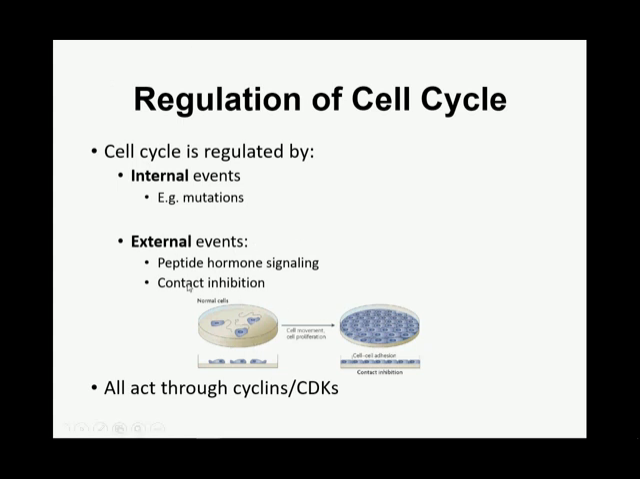Another example is contact inhibition, which is the one I was talking to you about with hepatic cells, right? Hepatic cells would divide as long as there is room, but once the entire tissue is filled, just by contact inhibition, they will stop dividing. So that's another example of an external event. But no matter what the event is, they all act through the expression of cyclins, and therefore the enzymatic activity of the complex between cyclin and a specific cyclin-dependent kinase.